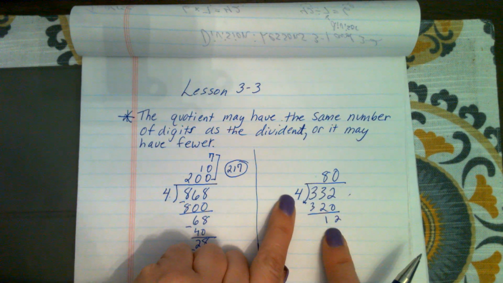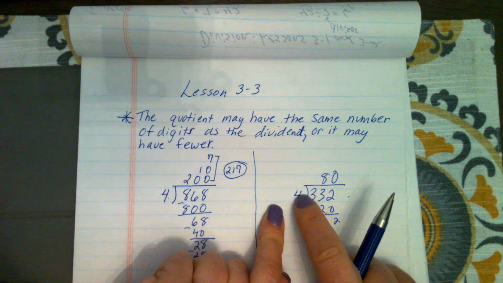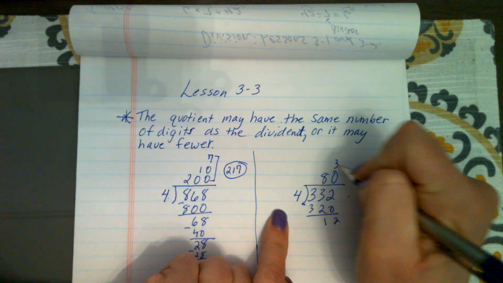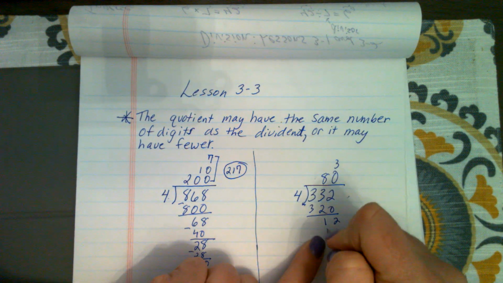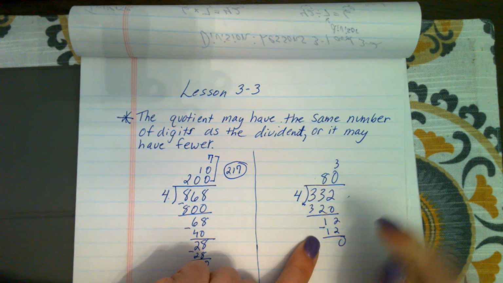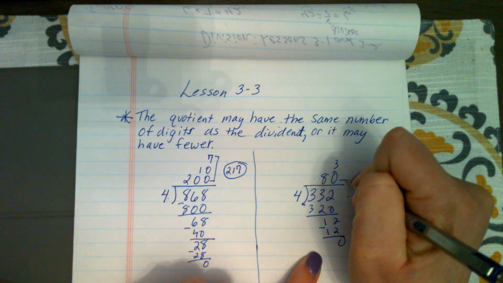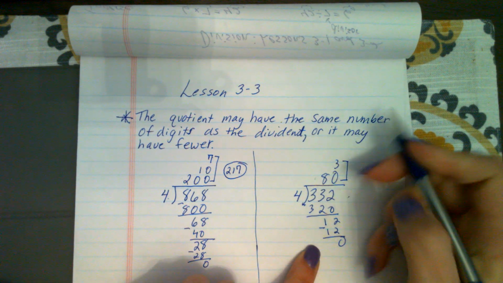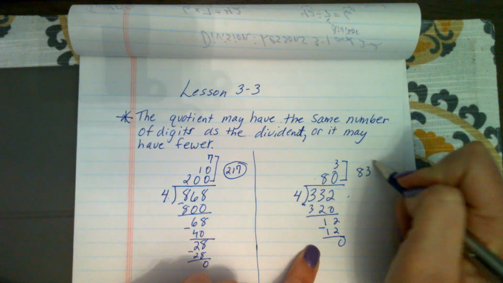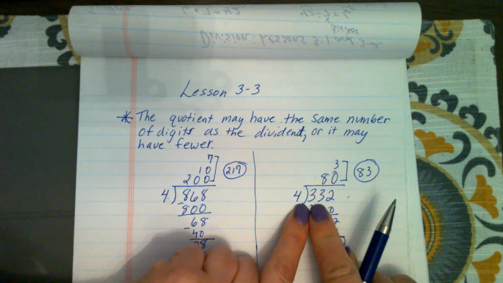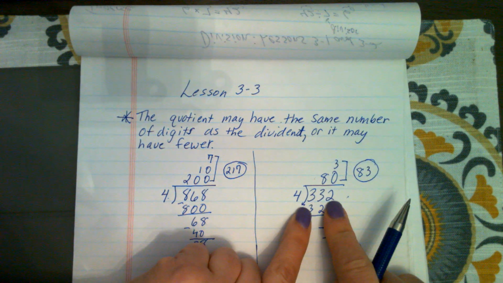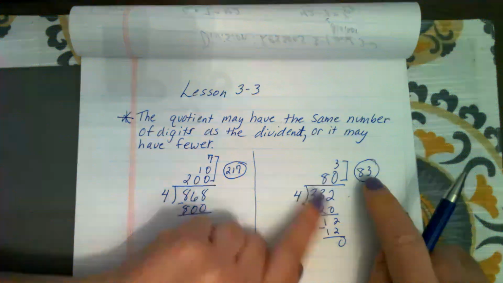I know to keep dividing because 12 is still bigger than 4. I can take exactly 3 groups of 4 from this 12, using them all up and having no remainder. Here, I only have 2 partial quotients to add. 80 plus 3 is 83. So this 3-digit dividend resulted in a 2-digit quotient.